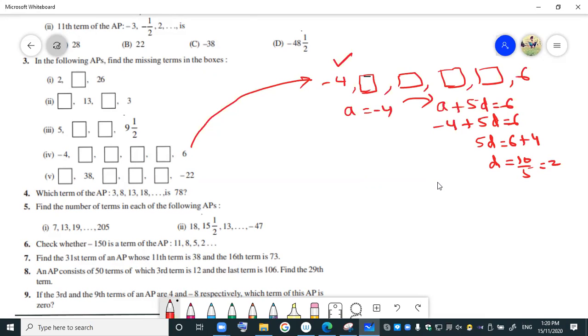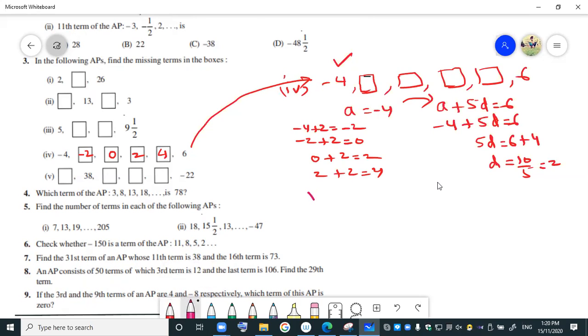-4 plus 2 is -2. So this will be -2. Then -2 plus 2 is 0. This will be 0. Then 0 plus 2 is 2. This is 2. Then 2 plus 2 is 4. This will be 4. 4 plus 2 is 6. Okay. Similarly, this is the 4th.